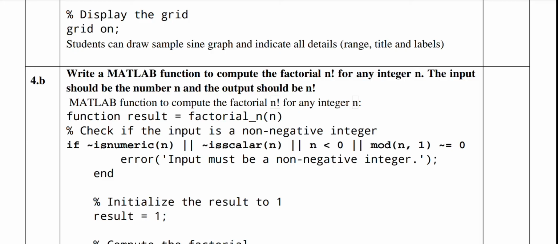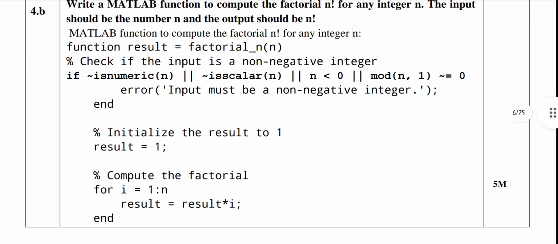If not numeric of n, or n is not a scalar, or n is less than 0, or mod of n comma 1 is not equal to 0, then error: input must be a non-negative integer, end. So the given integer must be a non-negative integer. If it is a negative integer or not an integer, it will show an error. After the end, comment: initialize the result to 1. So the result equals 1.